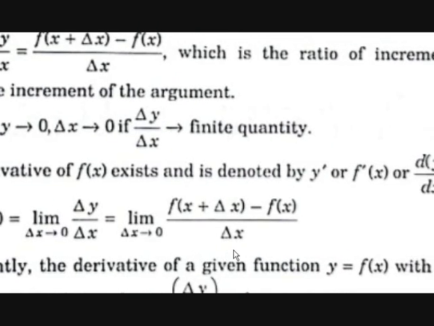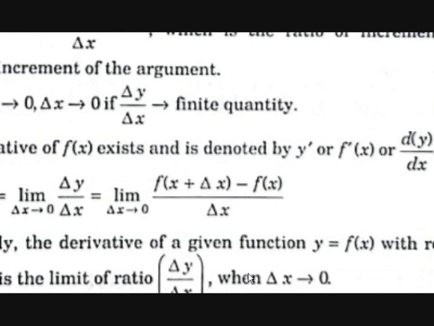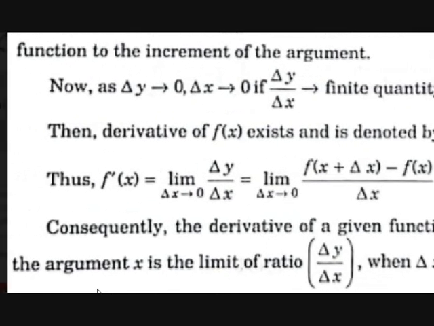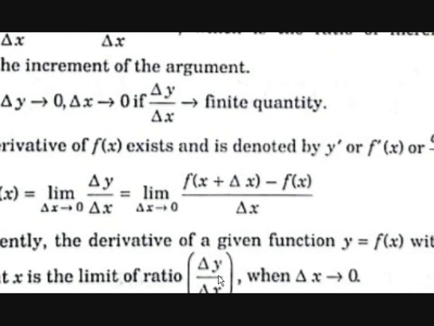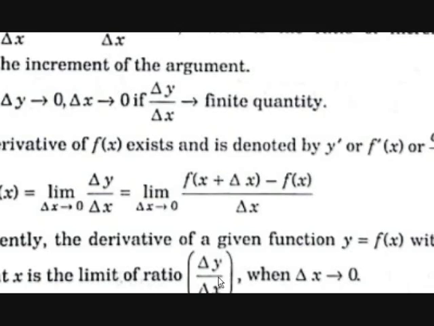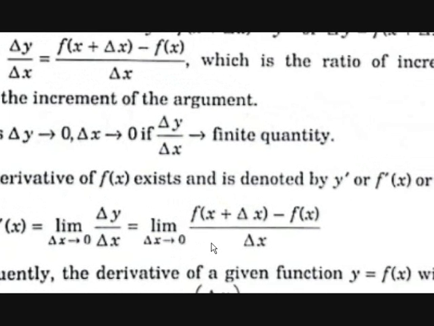Consequently, the derivative of the function y is equal to f of x with respect to the argument x is the limit of the ratio delta y by delta x when delta x tends to 0. You may think we should just determine that by delta x, it is somewhat difficult to write. You can also determine that in the form of f of x plus h minus f of x by h. Both are the same. Now let's see the graphical meaning of this.